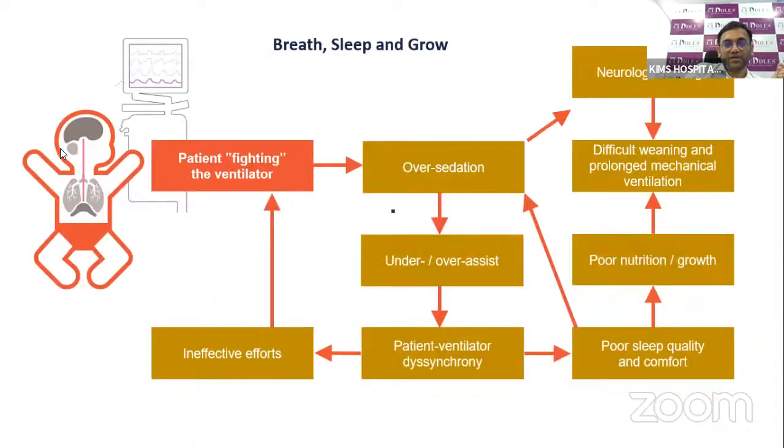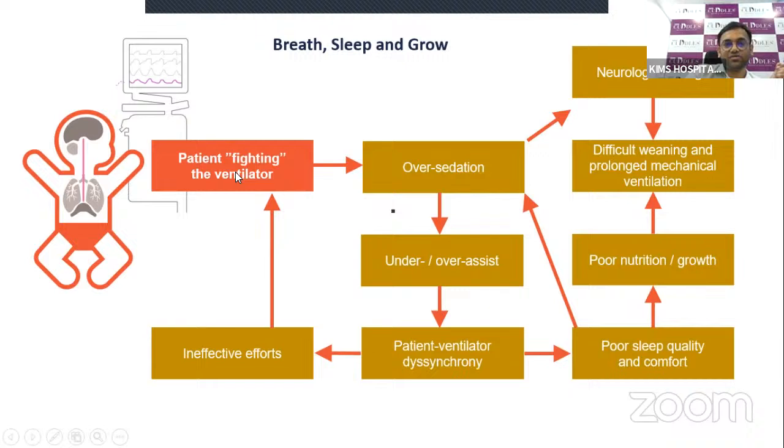If you don't provide proper ventilation, the baby will fight with the ventilator. Then, in order to control the baby, we need to over-sedate the baby. Sedation can lead to neurological damage. The neurological damage itself will pose a major challenge, with difficulty in weaning and prolonged mechanical ventilation. If you sedate and are not providing proper ventilation, you may over-assist the baby. That can lead to patient-ventilator dyssynchrony that may override the baby's efforts. Again, it can lead to prolonged mechanical ventilation.